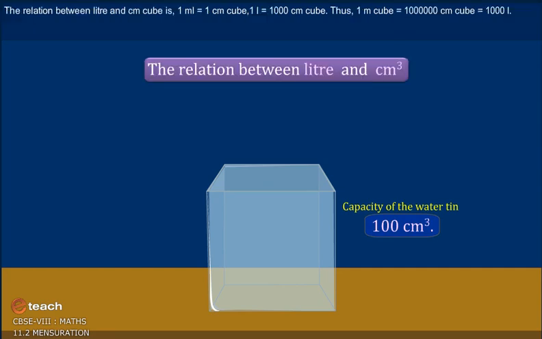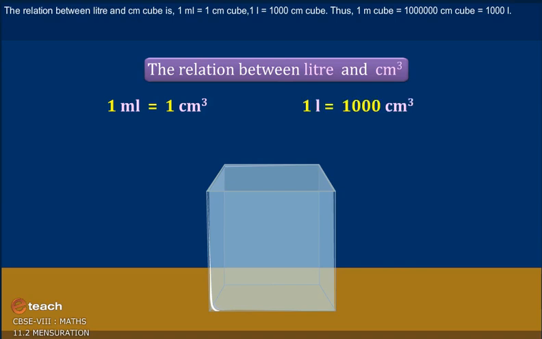The relation between liter and cubic centimeter is: 1 milliliter is equal to 1 cubic centimeter. 1 liter is equal to 1000 cubic centimeter. Thus, 1 cubic meter is equal to 10 lakh cubic centimeter, which is equal to 1000 liter.